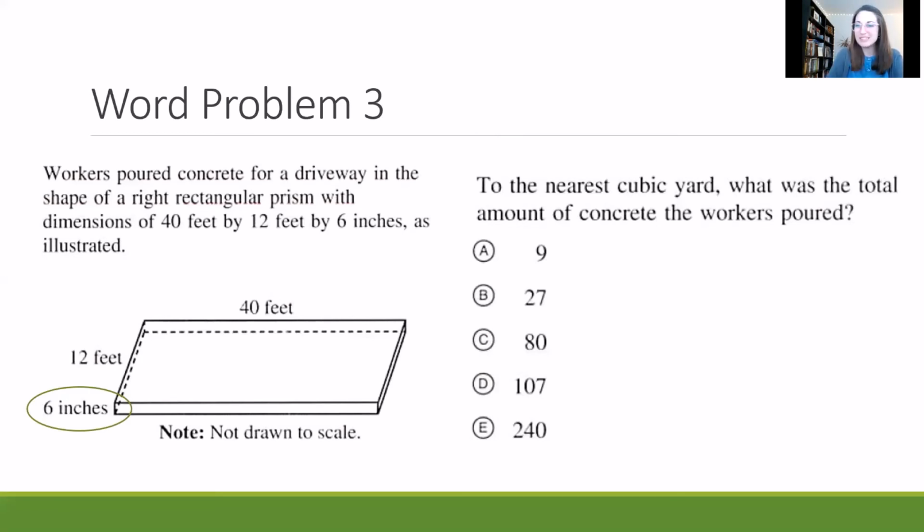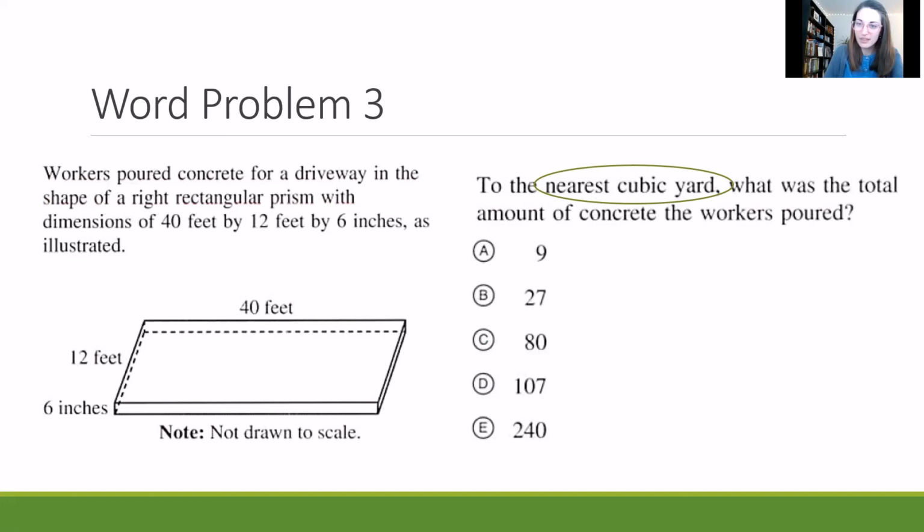So I'm going to convert my 6 inches to think about it as half a foot. So if I wanted to find how much concrete this area could hold, I would multiply 40 times 12 times 0.5, or half. When I put all of those together, I get 240 cubic feet. So when I look at that, I say that might be the right answer because we see that on E. But I need to pay attention to that the answer is asking for cubic yards. So how many feet are in a yard?